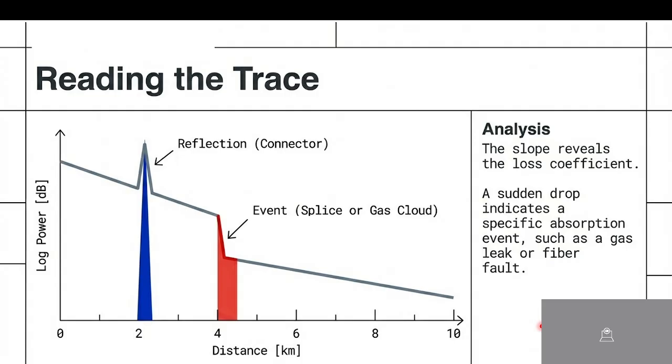Reading the trace: reflection, connector, and the event, splice or gas cloud. You can see here the log power versus distance plot, where the reflection and the event of a gas cloud can be analyzed based on the trace reading. The slope reveals the loss coefficient. A sudden drop indicates a specific absorption event, such as a gas leak or fiber fault. So that's what we need to take care of in the trace reading, not the reflection, or a connector problem.